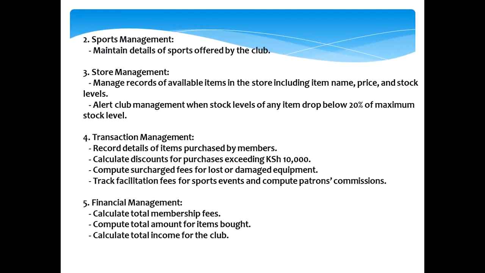Then the next thing that the system will do is sport management by maintaining details of sports offered by the club. Next, that is the store management. That one is also a solution to a problem. It will manage records of available items in the store, including item name, price, and stock levels. Alert club members when stock levels of any item drop below 20% of the maximum level. You see, basically what I'm trying to do is to explain how my computerized system is solving the problem, and the problem is to computerize the records and other stuff of Maringo Sports Club.